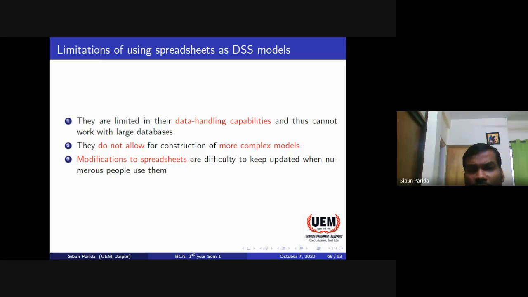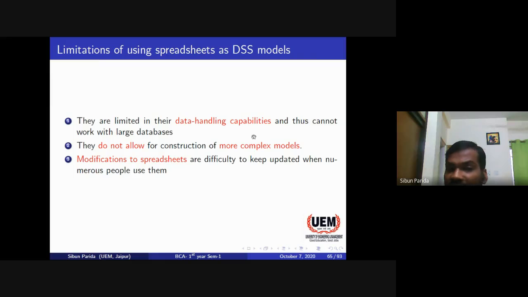Thus it cannot be worked with large databases, because if it is a very large database, your decision support system might not always work. They do not allow construction of more complex models. Because if your database is very huge, you have to go for very complex models, but the decision support system is not supporting those complex models.